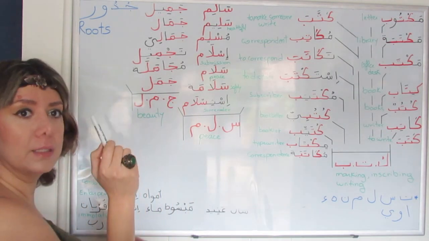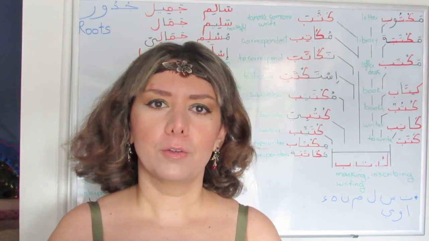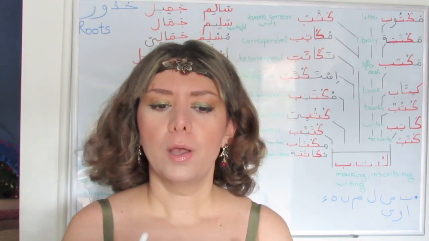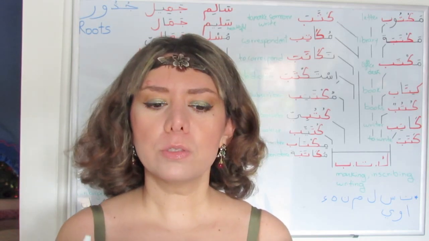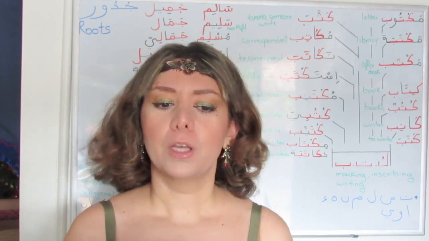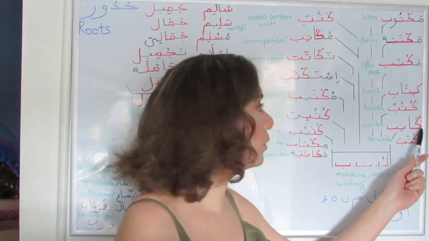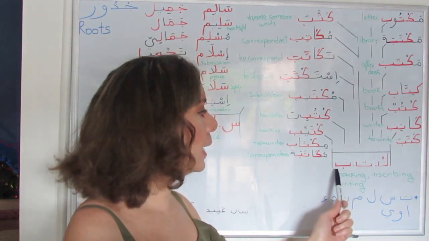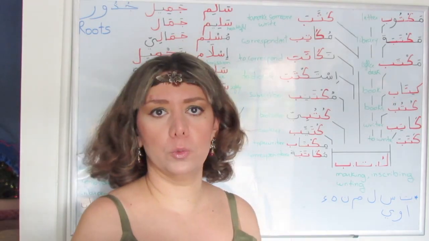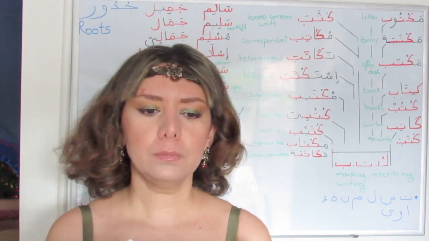Jamal is a camel. It's considered a beautiful animal for Arabic people. So things to remember about roots. Most roots are triconsonantal, having 3 consonants. The order of the root is important. You cannot say the root of katib is ta, ba, kaf or ba, kaf, ta. It's going to change the meaning of the roots. So you have to be faithful to the order of the roots.